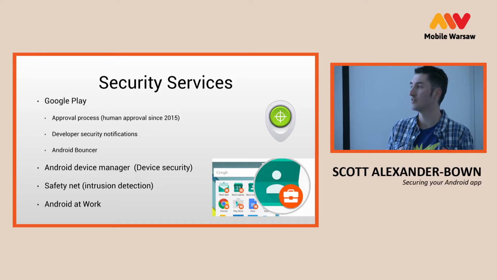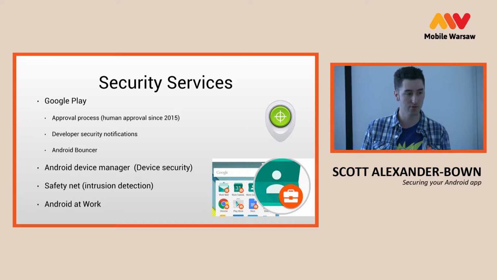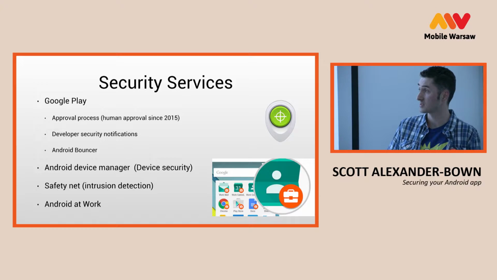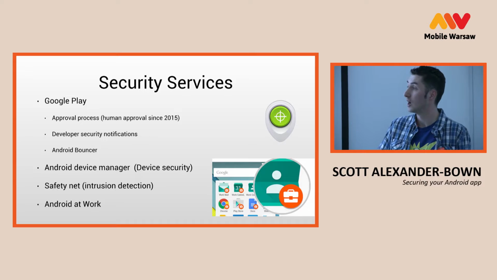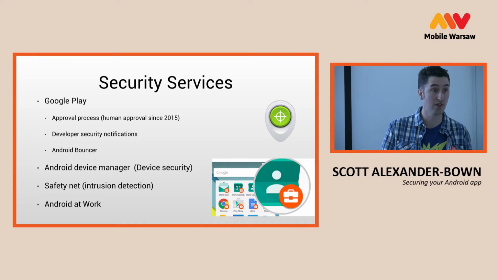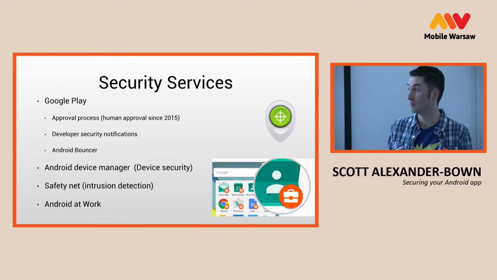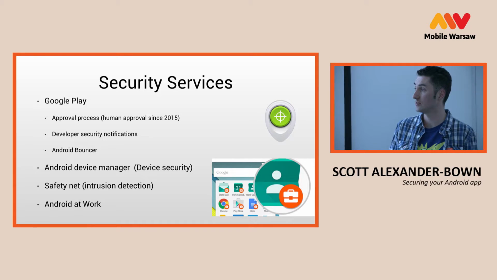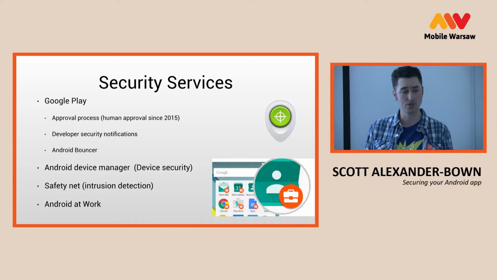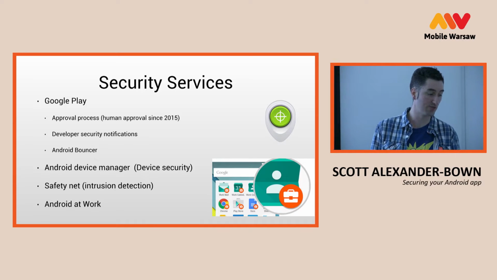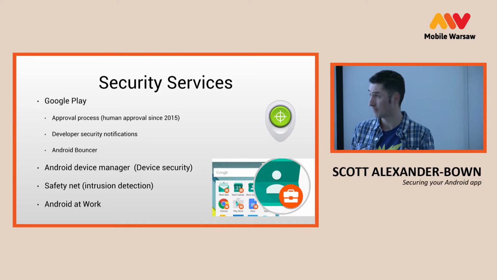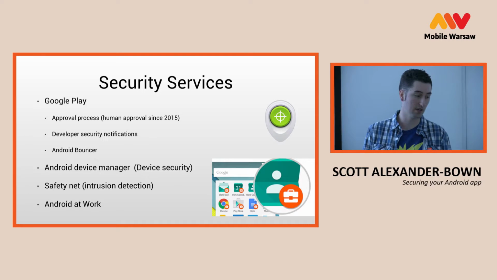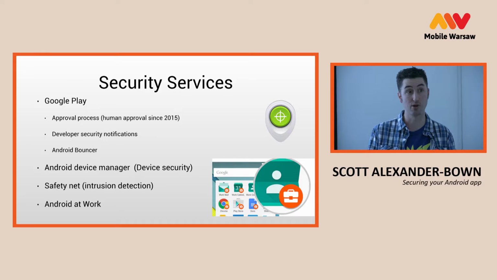And then in the background there's something called the Android Bouncer, which is a process that downloads all the APKs in the store, runs them in an emulated environment, and tests them for potentially being malware and various other things. So that's the Play Store. From a user perspective, you've got something called the Android Device Manager, which is very similar to Find My iPhone. You can find, lock, and even wipe devices remotely.